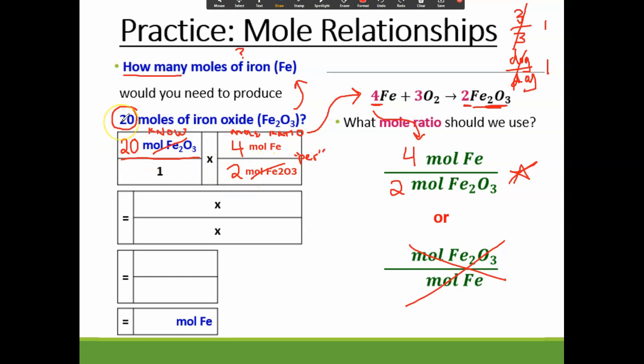So I know I have 20 moles of iron oxide. For every 2 moles of iron oxide, I need 4 moles of iron, and so that will help me figure out finally how much iron I would actually need overall.